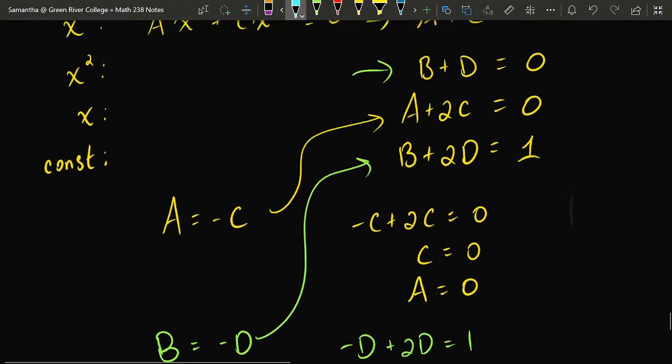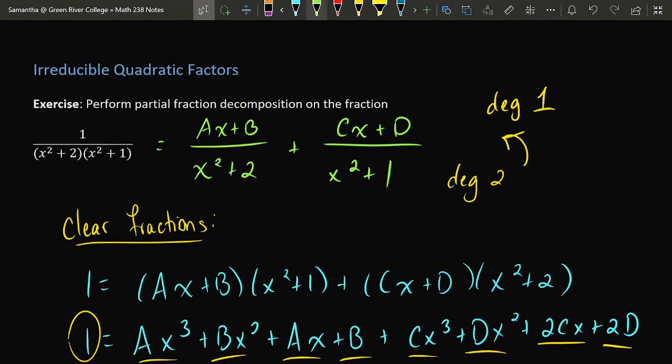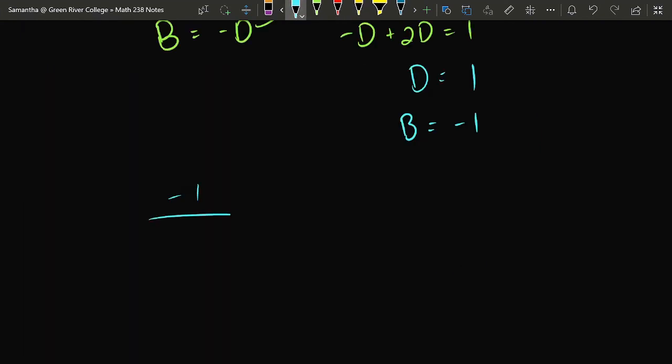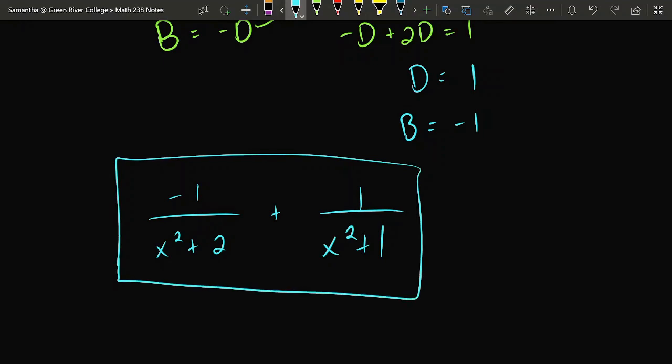So if I put those values back into the format that I set up for the partial fraction decomposition, ax is going to become 0x and will vanish. B is going to become negative 1. Cx is going to become 0 and will just vanish. And the d is going to become positive 1. This expression is the decomposition of the rational expression that we were given at the start of the problem.